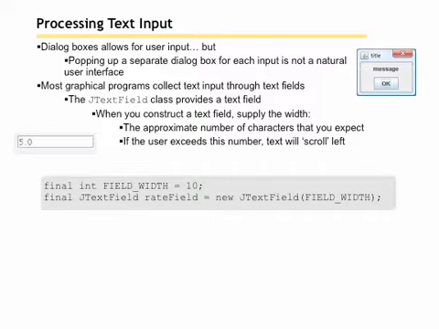Processing text input. Dialog boxes allow for the user to type in text input, and this is a pretty typical way to get input from the user in a GUI program. It's important to remember to supply a width for the text field, because otherwise you won't be able to see it. You have to say how wide it is. So when we create the text field, we add that width as an argument. Notice final int FIELD_WIDTH equals 10. final JTextField rateField equals new JTextField(FIELD_WIDTH). So that's specifying a JTextField with a width of 10.